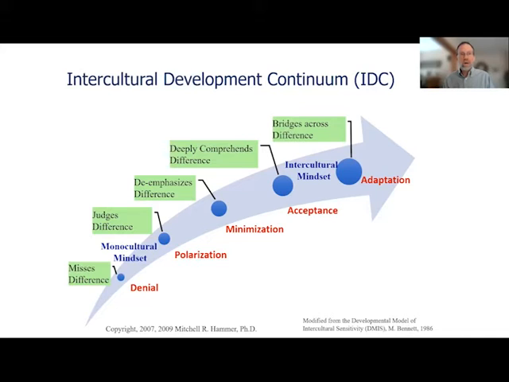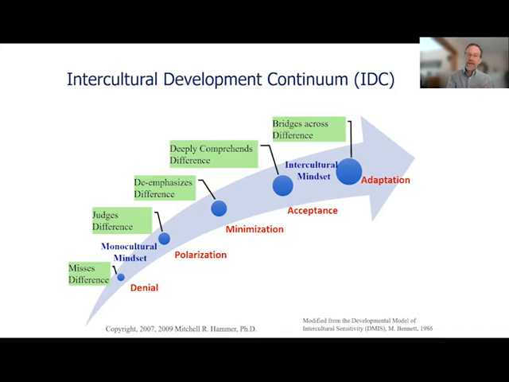We go, whoa, I can't believe you don't know how to do this thing. I can't believe you do it the way you do it, or I can't believe you saw it the way you saw it, or you reacted the way you reacted to me. Everyone knows that's not how you do that thing. That's the monocultural mindset. It's this notion that because I learned it, everyone else learned it too.